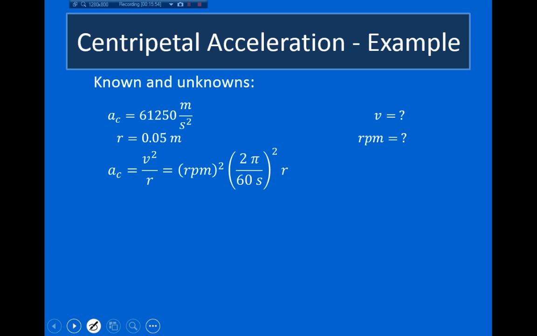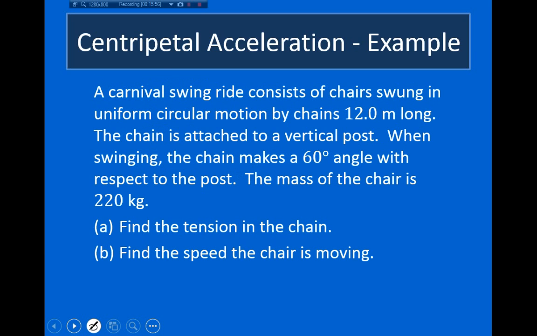Okay. Now I want to go ahead and look at another example. And this example is a pretty challenging example. The example here says, a carnival swing ride consists of chairs swung in uniform circular motion at the end of a 12-meter long chain. The chain is attached to a vertical post, and when the swings are swinging, the chain forms a 60-degree angle. Actually, I think it's supposed to be a 65-degree angle. That's what my numbers here on this piece of paper say. 65-degree angle with respect to the post. And the mass of the chair is 220 kilograms.